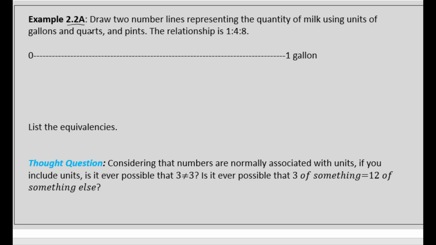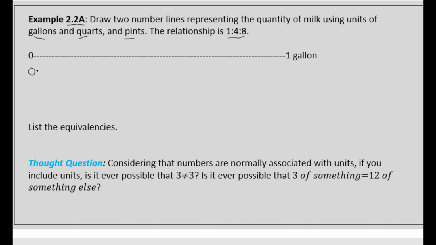So it says draw 2 number lines representing the quantity of milk using units of gallons, quarts, and pints. The relationship is 1 to 4 to 8. That means gallons, quarts, pints. It follows the same pattern, right? So let me get quarts if I can draw a straight line.